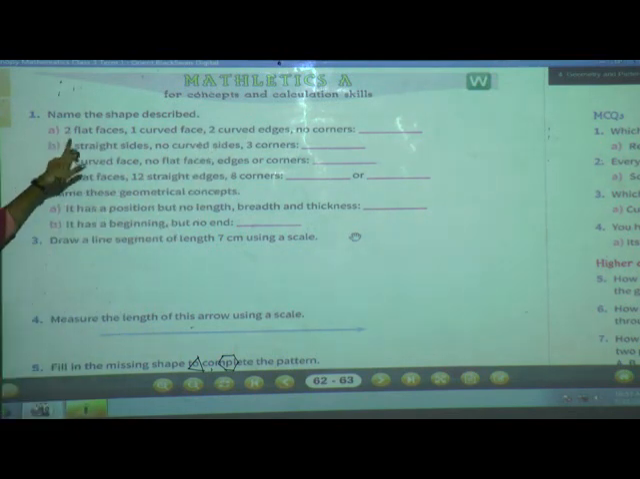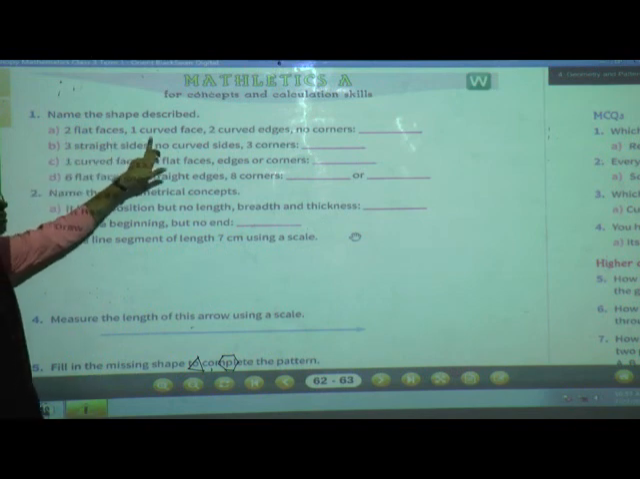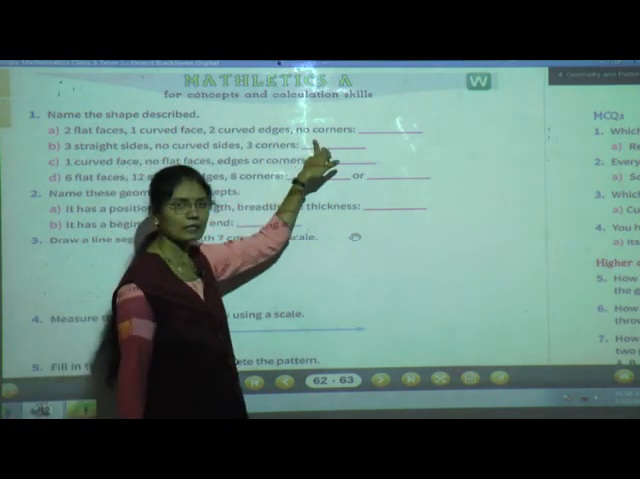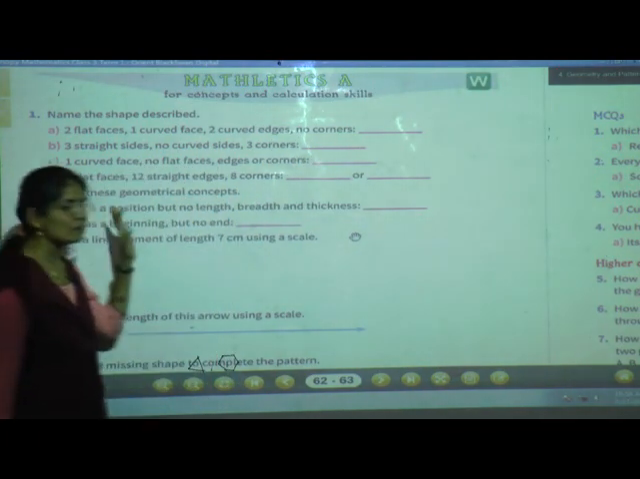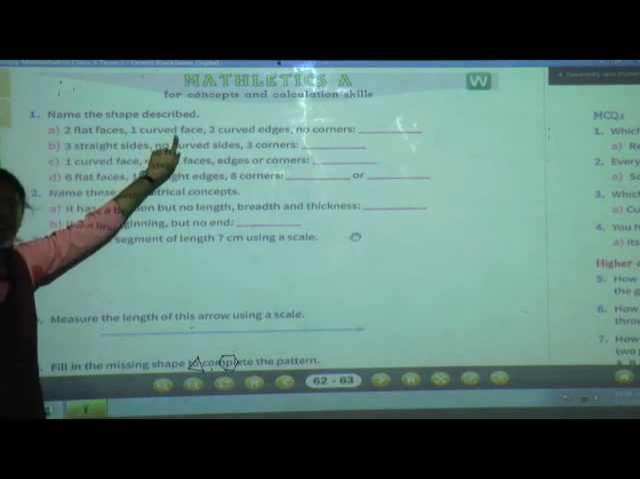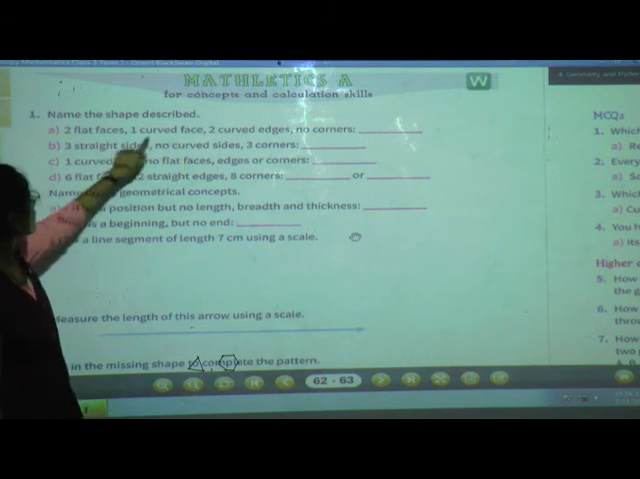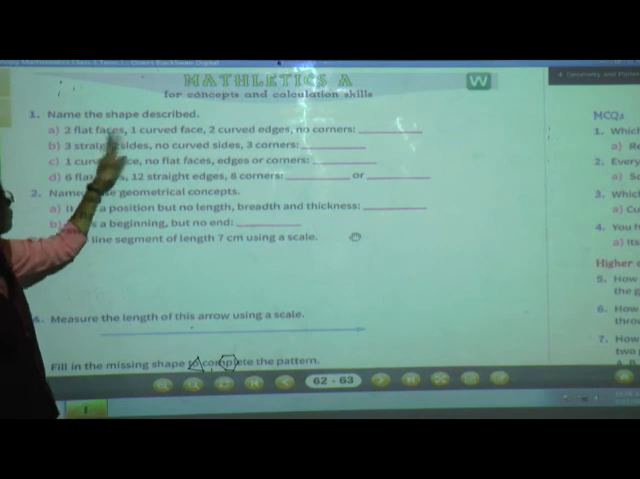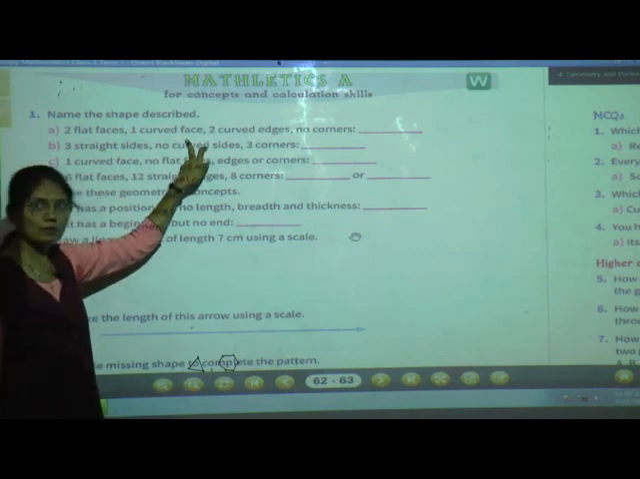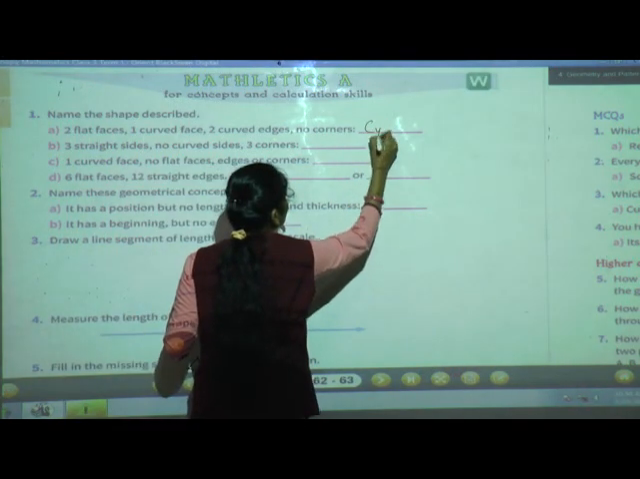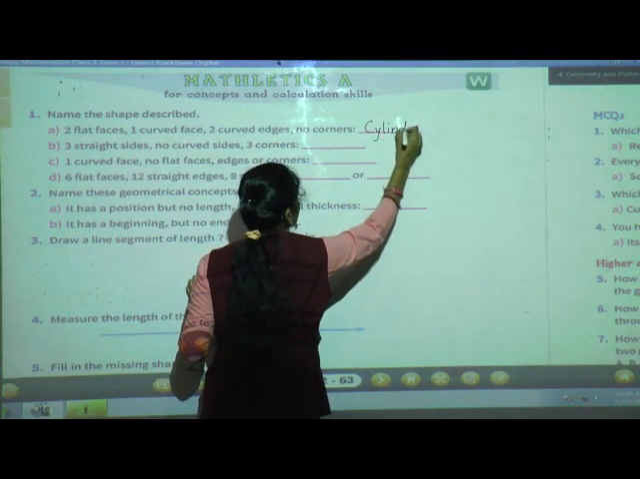Now first, two flat faces, one curved face, two curved edges, but it has no corners. Which shape is it? If we see the cube, does it have a curved face? No. Then two flat faces, one curved face. Which shape is it? Yes, it is a cylinder. So I'll write here cylinder.